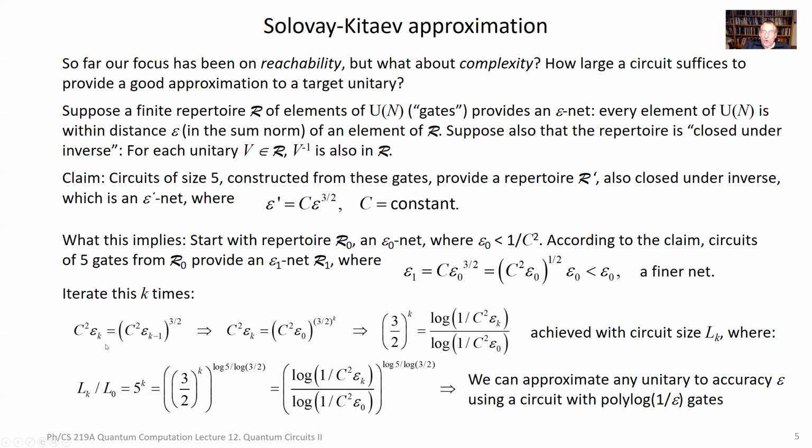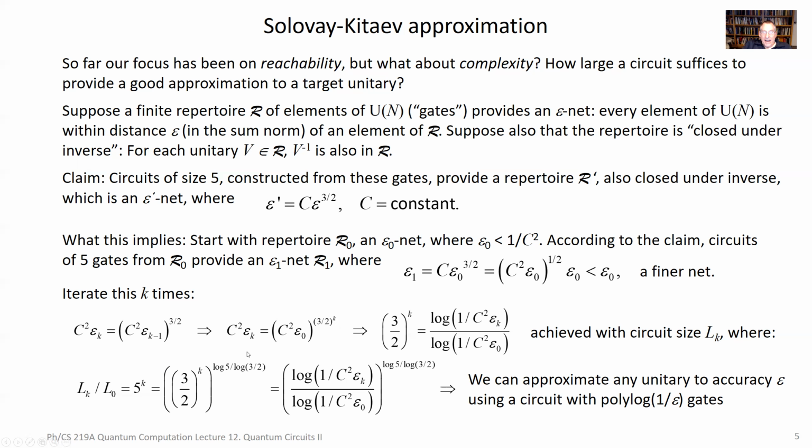But I like writing it this way because that makes it particularly easy to see what happens when we recursively iterate this procedure multiple times, because each time what happens to epsilon is that the c squared we had on the previous round gets raised to the 3/2 power. So after I do that k times, c squared epsilon 0 gets raised to the 3/2 power, altogether k times. So in other words, it gets raised to the power 3/2 to the k.